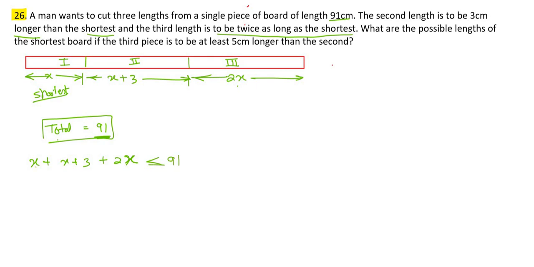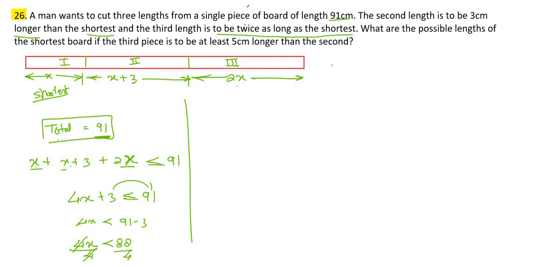Okay. So what is x plus x plus 2x? This plus this plus this is 4x plus 3, at most 91. So 3 will go to the other side. So 4x is at most 91 minus 3, so 4x is at most 88. Perfect. Can I divide by 4 on both sides? So I will get x is at most, this will cut by 4, 22. So this is my first condition on x.